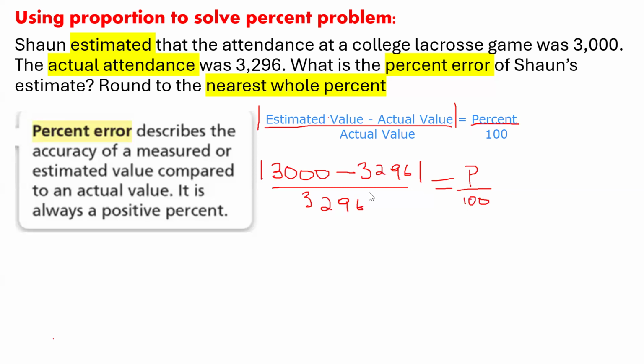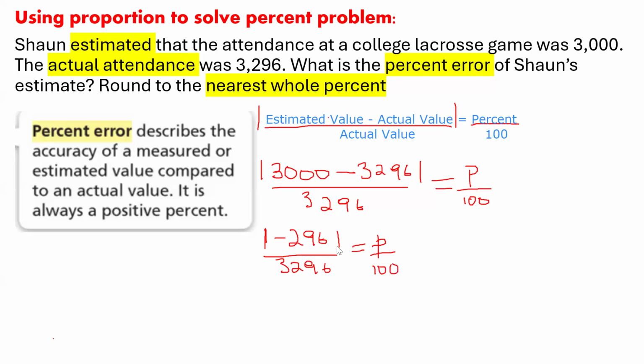So now that we have substituted our values into the proportion, we are going to start by simplifying the numerator because it looks a little bit complex here. So let us simplify. 3,000 minus 3,296 is going to give us negative 296. Then we write back our denominator, which is 3,296, equals P over 100.